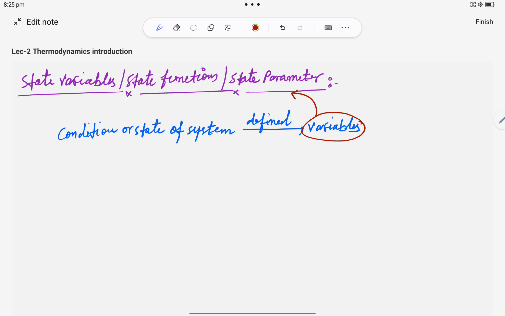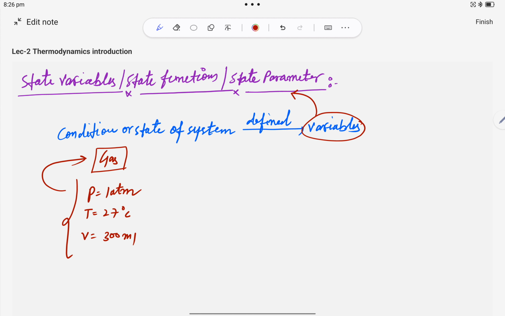Now children, what is a variable? Suppose one gas is given. In that case, pressure 1 atm, let's assume only, temperature 27 degrees Celsius, and volume is 300 ml. So these are the functions: pressure, temperature and volume. These functions decide the condition of the gas. If you want to change the state of the gas, then you have to change the variables: pressure, temperature, volume. If these values are changed, then the condition of the system will be changed.